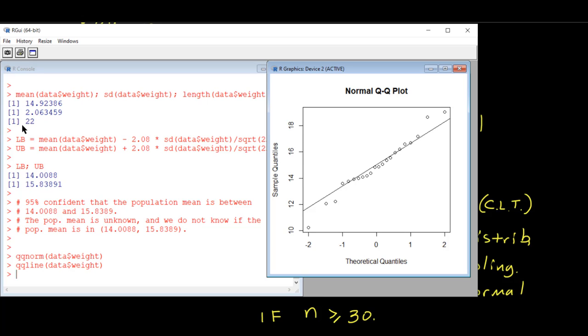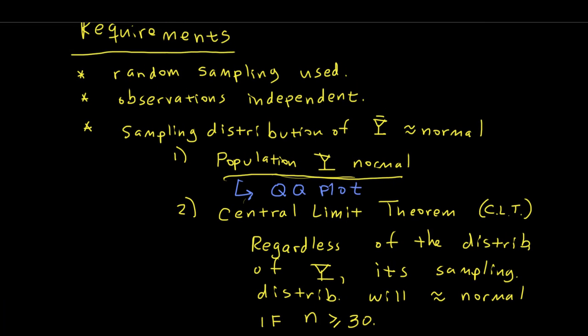Now, you may notice the sample size, recall, was 22. That is certainly less than 30. But we didn't even need to consider that because the data set does look approximately normal. So again, the central limit theorem really only plays a role if this first condition cannot be met.